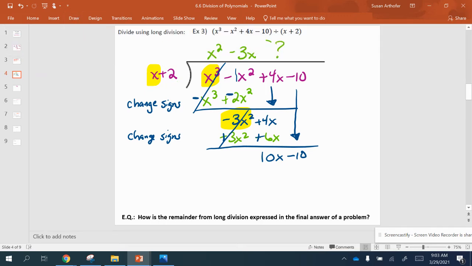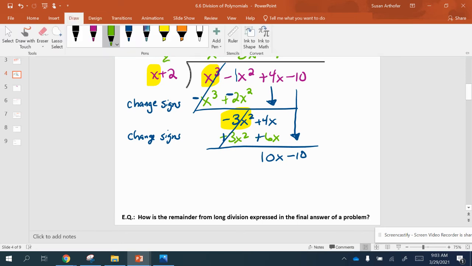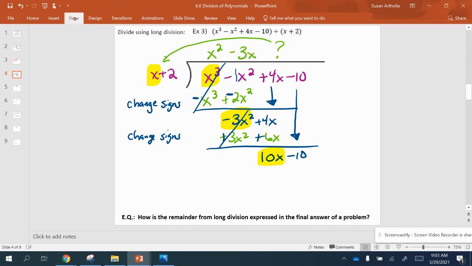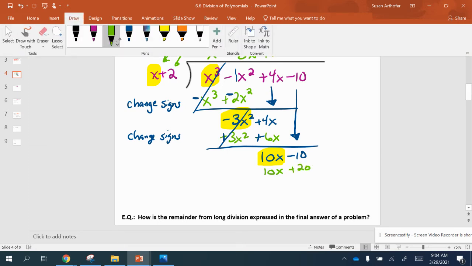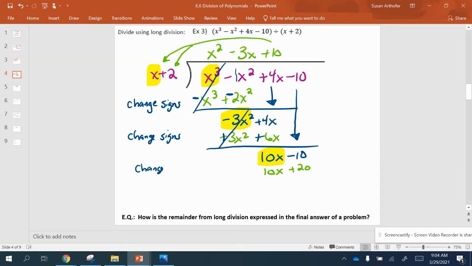So I'm asking myself, what times x, whoops, I forgot to highlight this, matches the first term? What times x matches 10x? Well, it would just be a positive 10, wouldn't it? So then I have to distribute that to both items. 10 times x is 10x. 10 times 2 is 20. And then don't forget, change signs. So this will be a negative 10x and a negative 20. These cancel, 10x minus 10x. Negative 10 and negative 20 makes negative 30.